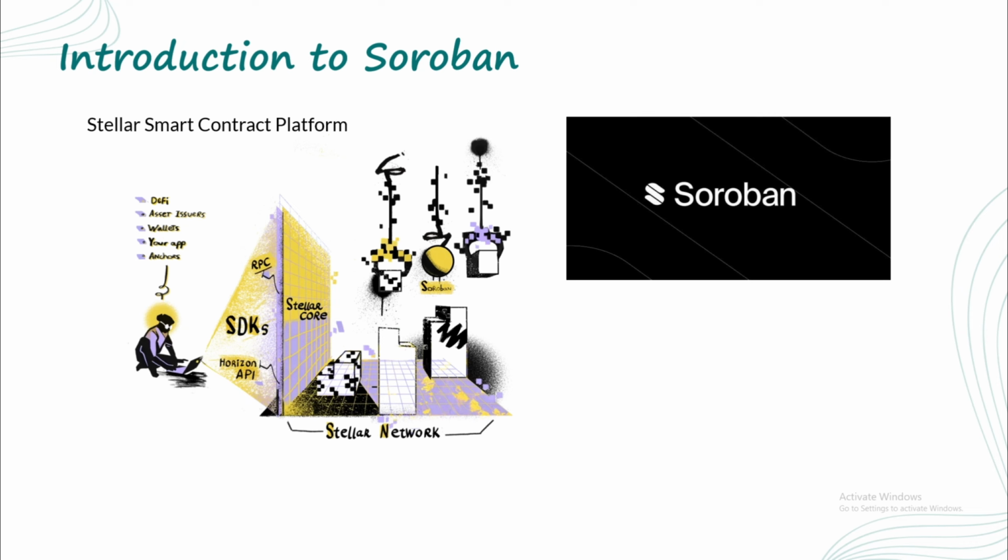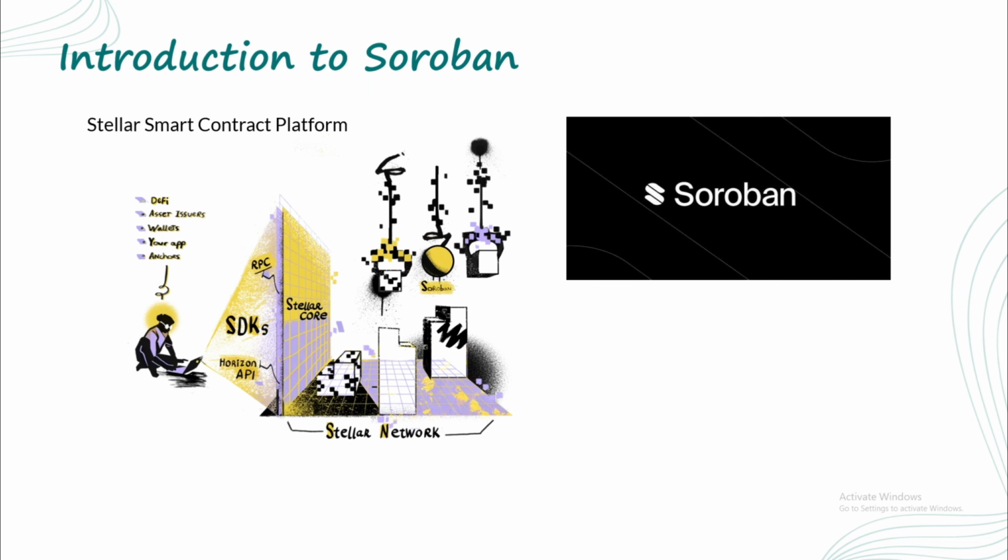So when you look at this diagram you're seeing here, you see that for Stellar, you could write DeFi applications, you could issue assets, it has wallets, your own custom decentralized application and anchors. So you see here that you have the Stellar core, you have the Horizon API, and this is the entire Stellar network. And then you have a piece here. I actually got this from the Stellar website. So you have a piece here called Soroban. Soroban is Stellar's smart contract platform. So within the Stellar network, you can write your smart contract using Soroban.